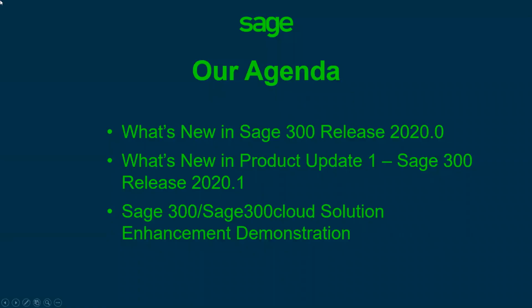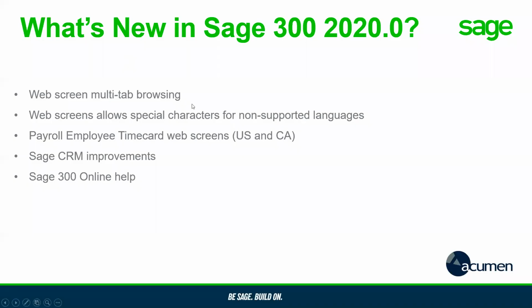Okay, so our agenda this afternoon, this morning, depending on where you are, is to talk about two different releases. One is a full release of 2020.0. That's the full upgrade of the product. We'll talk about what's new in product update 1, which has just been released. And then we'll jump over to Sage 300 and really show that and let you take a look at some of these new features.